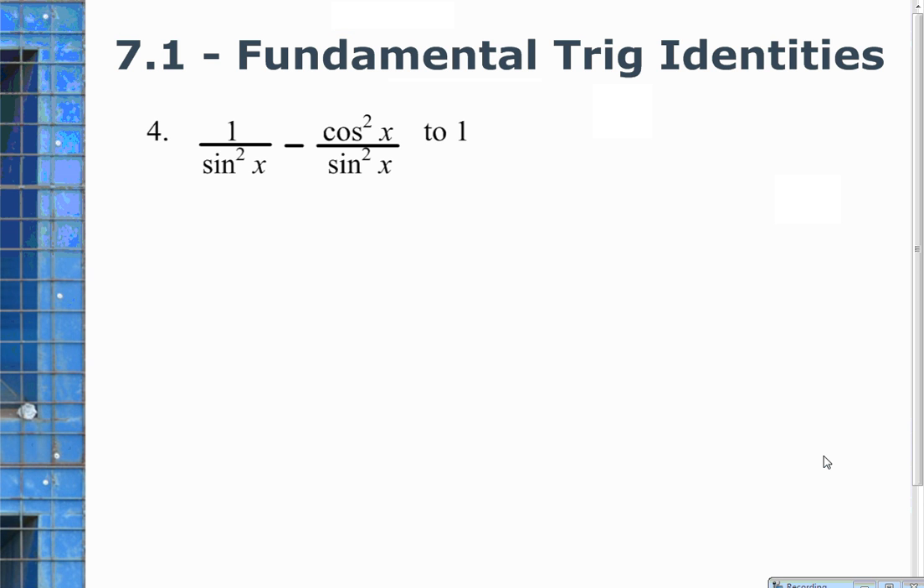So on this one, number 4, we are trying to turn this into 1. When you see a problem like this, especially if you've got multiple fractions in them, the first thing I would do is simplify and put it all together. In this case, if you need a common denominator, you're going to get a common denominator.